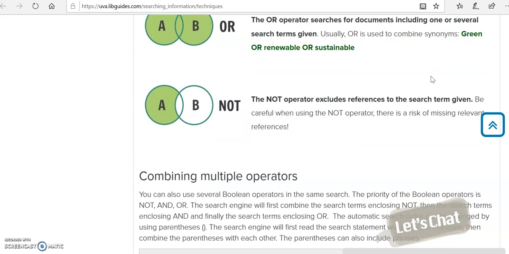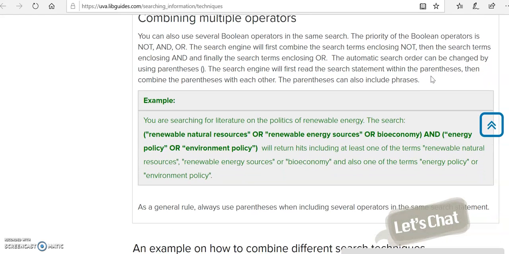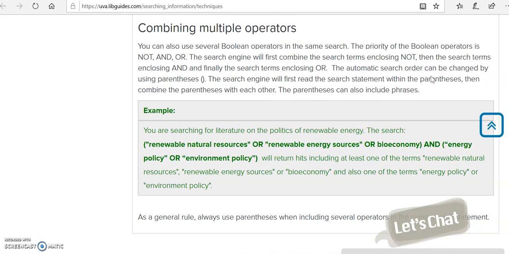You can also use several Boolean operators in one search. As a general rule, always use parentheses when including several operators in the same search statement. Here's an example.